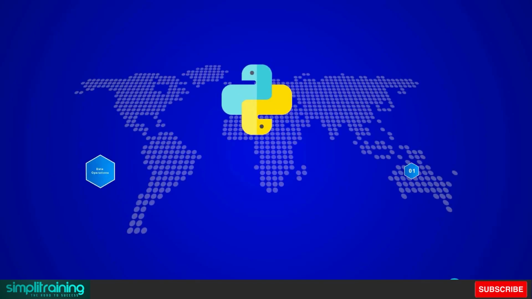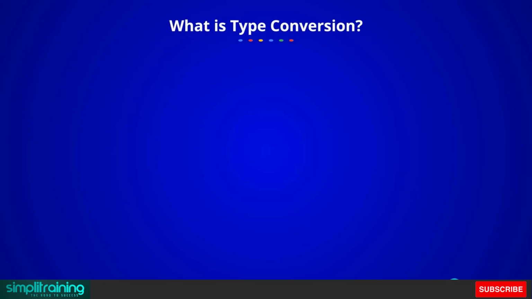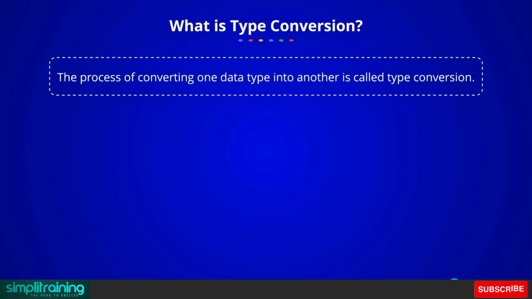Topic 1. We will discuss the data type conversion. This topic covers the data type conversion. So what is type conversion? In Python, the process of converting one data type to another is called type conversion.